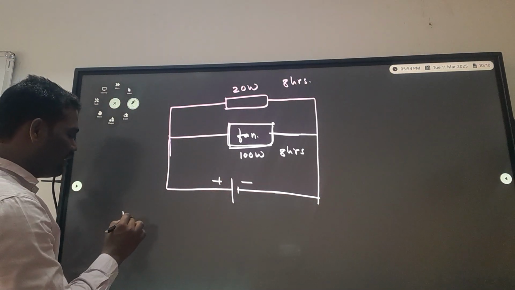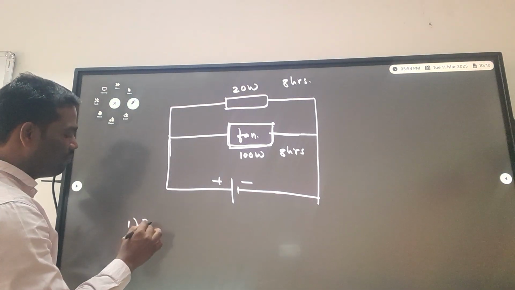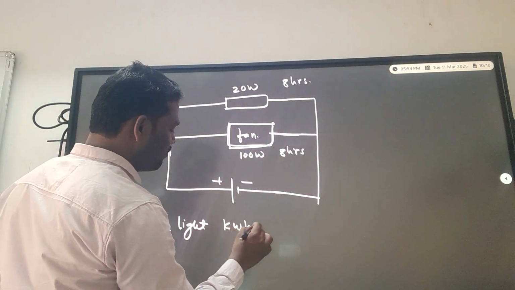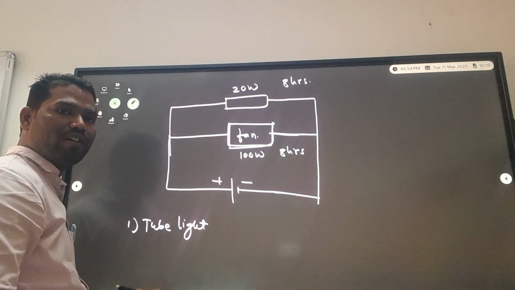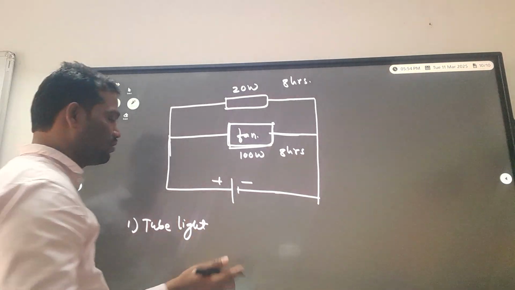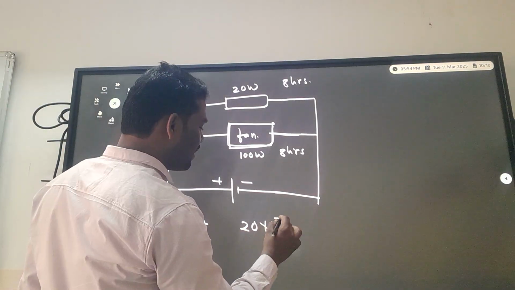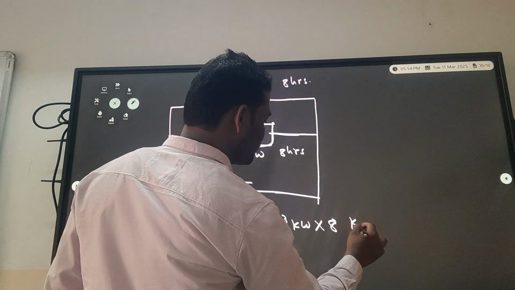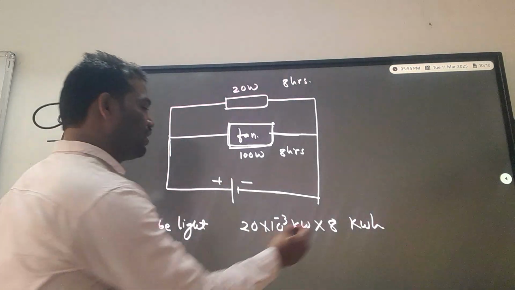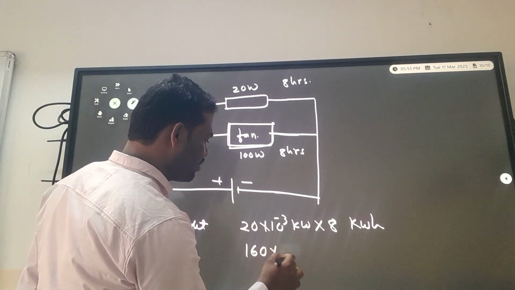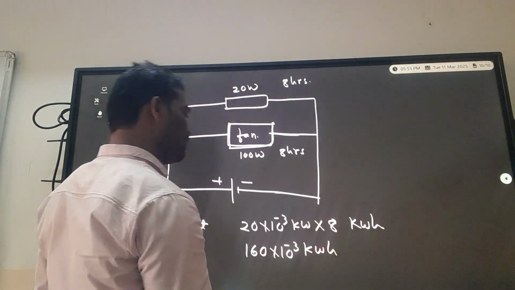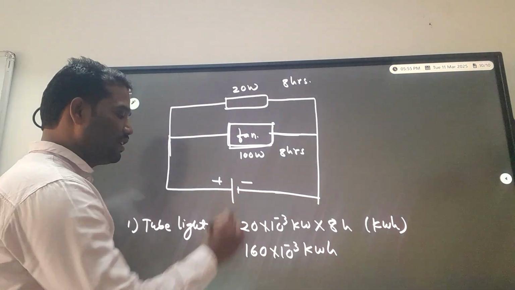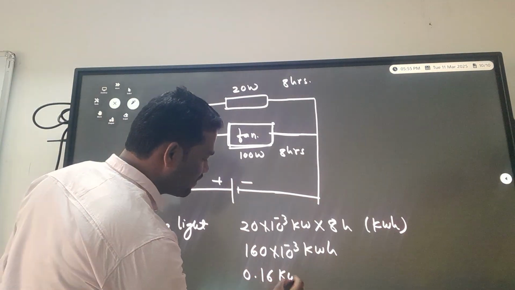Energy is measured in kilowatt hour. So first for the tube light, we measure the total energy in kilowatt hour. First we have to convert the power from watt into kilowatt. So 20 into 10 to the power minus 3 kilowatt, and how many hours? 8 hours. So this will convert into kilowatt hour. We can simply multiply, 160 into 10 to the power minus 3 kilowatt hour. This is for a single day. How much is it? 0.16 kilowatt hour.